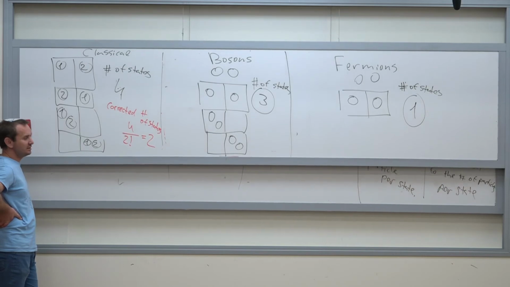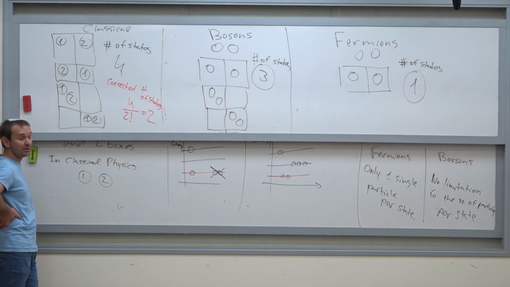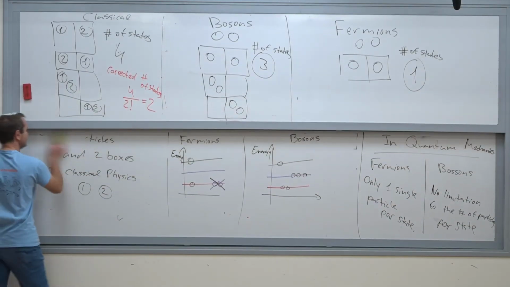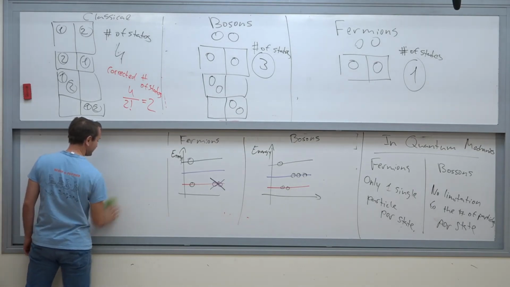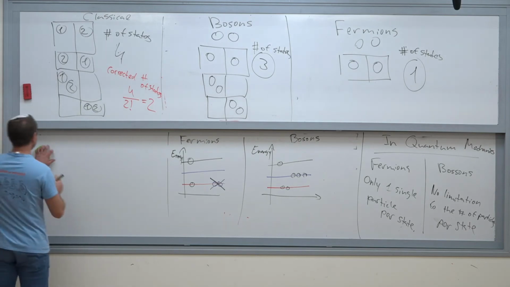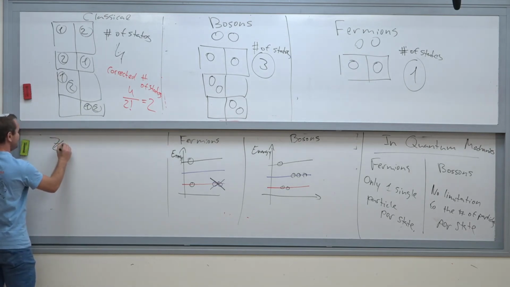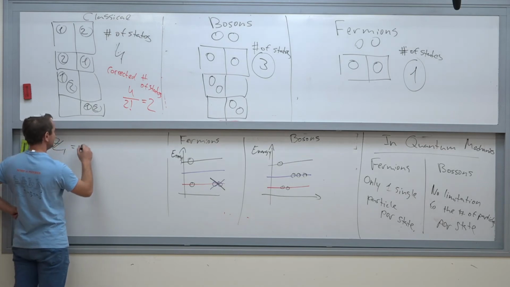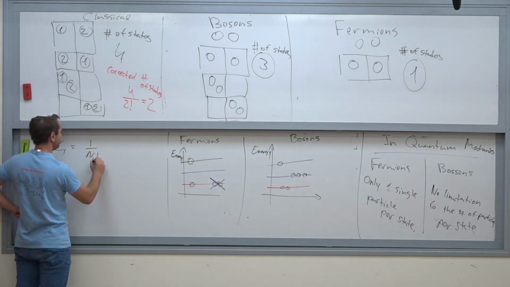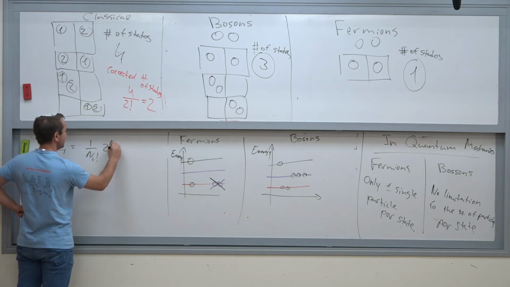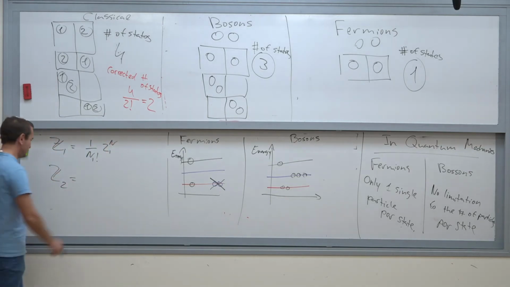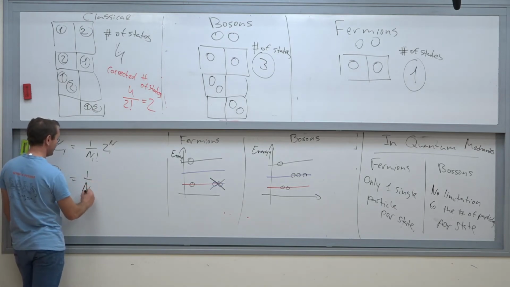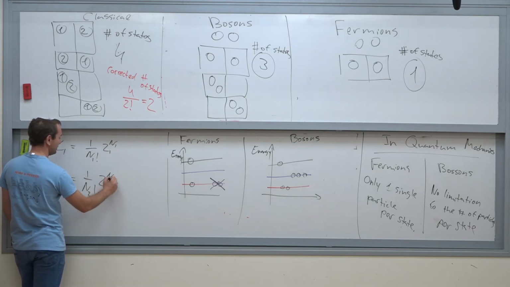So, if we take one system that has n1 particles and they are not interacting, the particles are not interacting. So if we have Z1, which equals 1 over n1 factorial z1 to the power of n1, and for the second system Z2 should be 1 over n2 factorial z2 to the power n2.